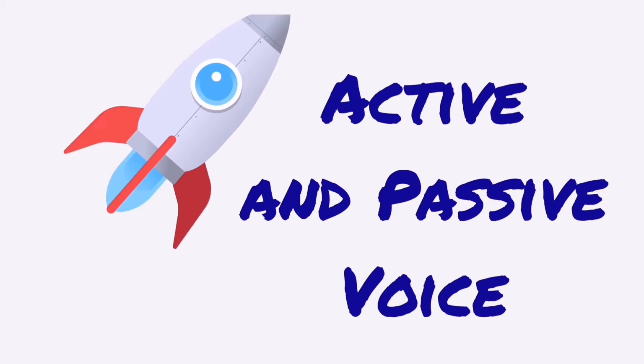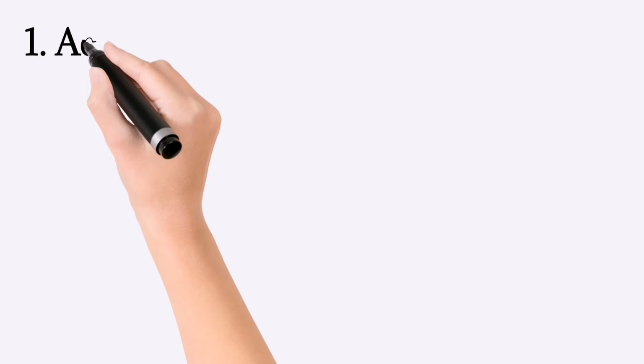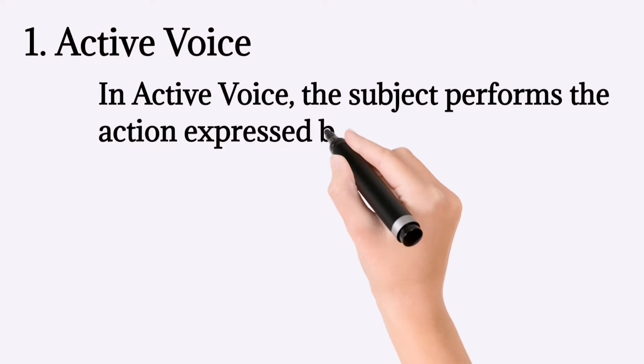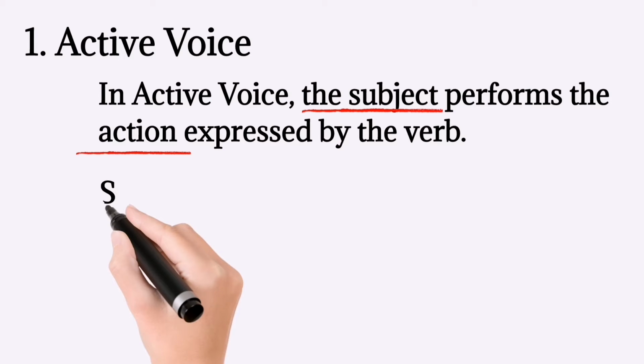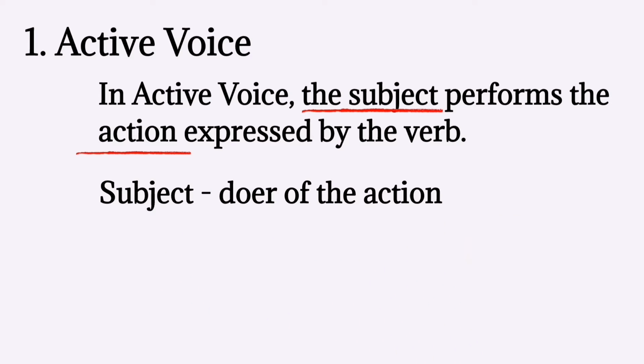Let's start by defining active voice and passive voice. In active voice, the subject performs the action expressed by the verb. There are two terms that you need to bear in your mind, the subject and the action or the verb. Commonly, subject is defined as the noun or pronoun talked about in a sentence. However, in active voice, you must always remember that subject is the doer of the action. It is because in active and passive voice the one who is doing the action, and the one who is receiving the action is the center of the concept.